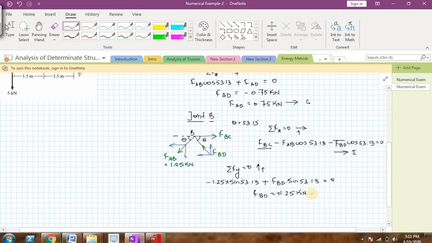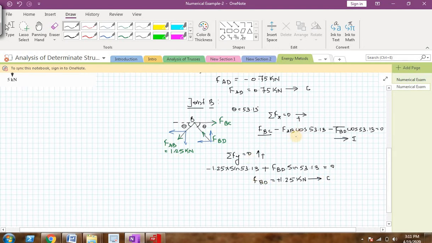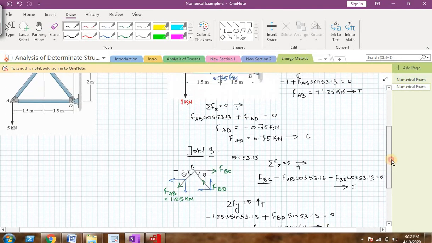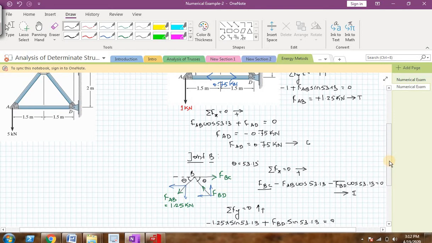It means FBD, I had assumed it as compression and it is compression. And I can substitute the value of FBD in equation 1 and I can get the value of FBC as 1.5 kilonewtons. That also I'm getting a positive value. It means FBC, I had assumed it as tension, so it is tensile. So let me just mark these forces in my main truss.